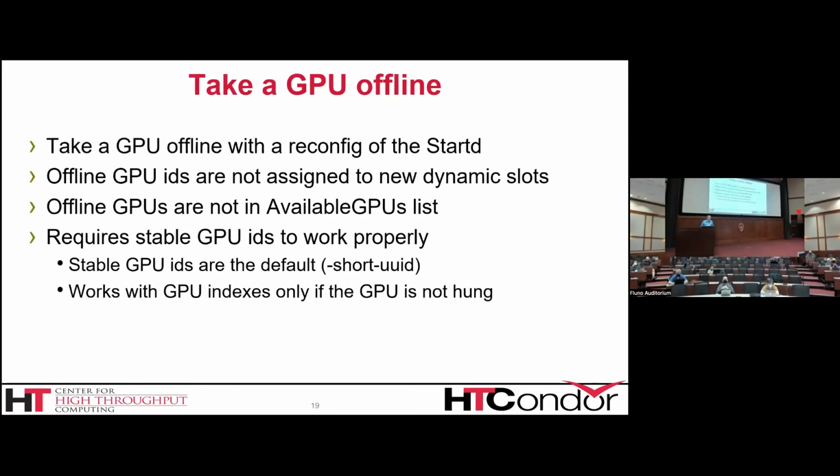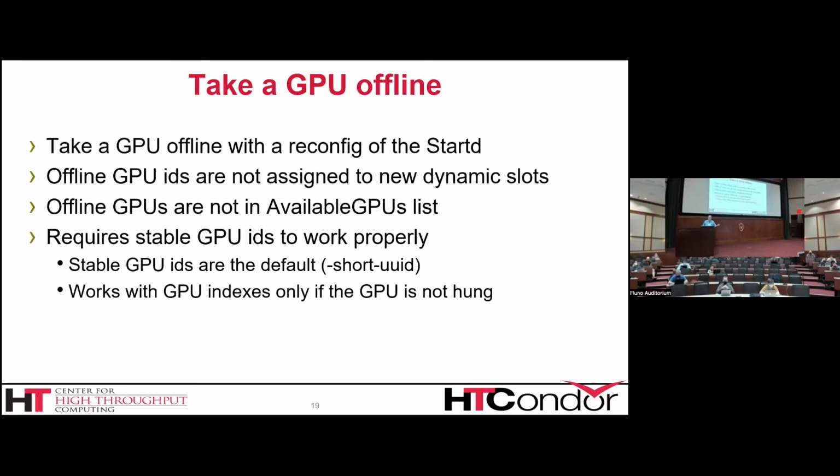Okay, so this is a capability we've had for a little while, the ability to take a GPU offline. This is a configuration. Basically, you add to the startd config: yes, I know you detected this GPU, but do not match jobs to it. You just specify offline GPUs and the names of the GPUs you want to be offline. The new improvement here is that GPUs can be made offline with a reconfig. It does not require a restart of the startd, of the execute node. However, you cannot change the resource bag of a slot while the startd is alive.